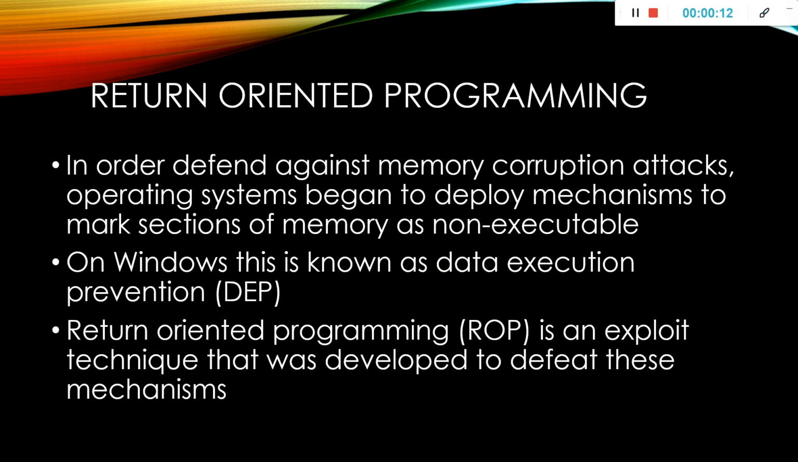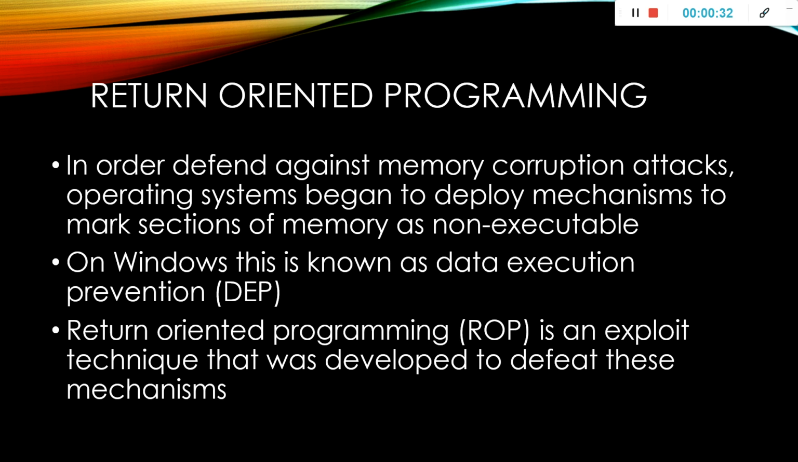Before getting into ROP, we need to understand how it came about. Memory corruption exploits, such as buffer overflows, have long been used by exploit devs. Execution space protections were developed directly to counter this. This mechanism marks certain areas of memory as non-executable.